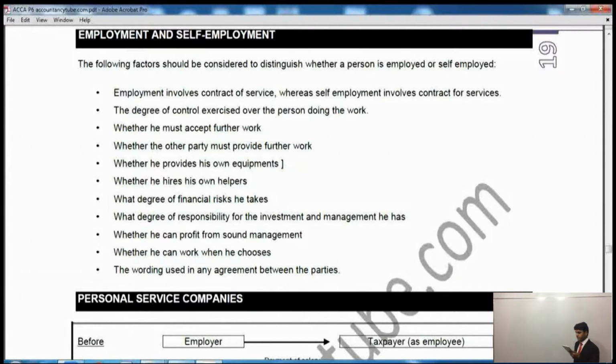The next one is whether he can profit from sound management. Can I profit from sound management? If my management is good, can I profit from this one? If yes, I am self-employed. If no, I am employed.